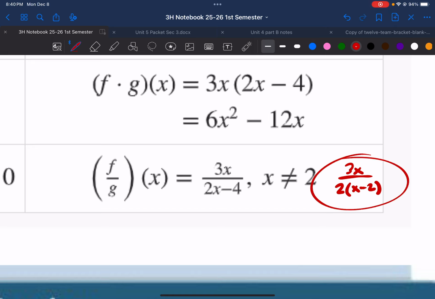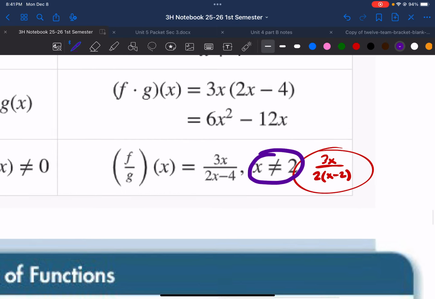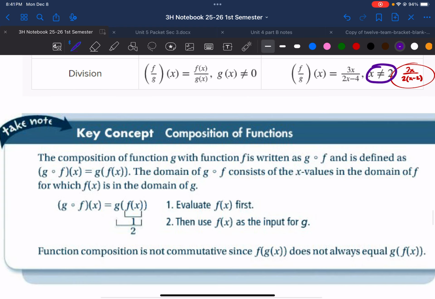Now, this is telling us right here, what I'm circling in purple, our excluded value, or what x cannot equal. A domain restriction, a point of discontinuity, a vertical asymptote. Okay? All right. Let's move on to now composition.